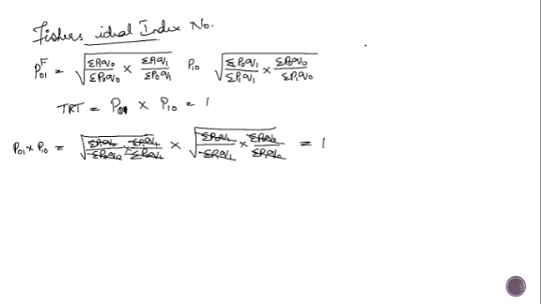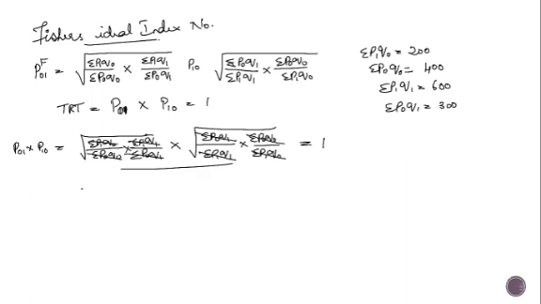I'll take the example of summation P1 Q0 is equal to 200. Summation P0 Q0 is equal to 400. Summation P1 Q1 is equal to 600. Summation P0 Q1 is equal to 300. Okay, so we'll substitute this according to the formula. So it is square root of summation P1 Q0.